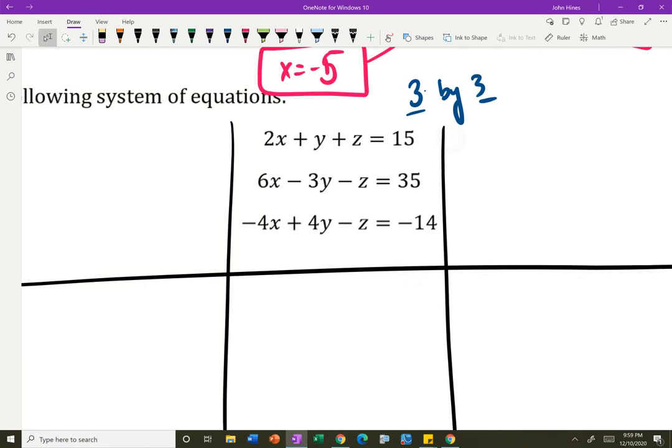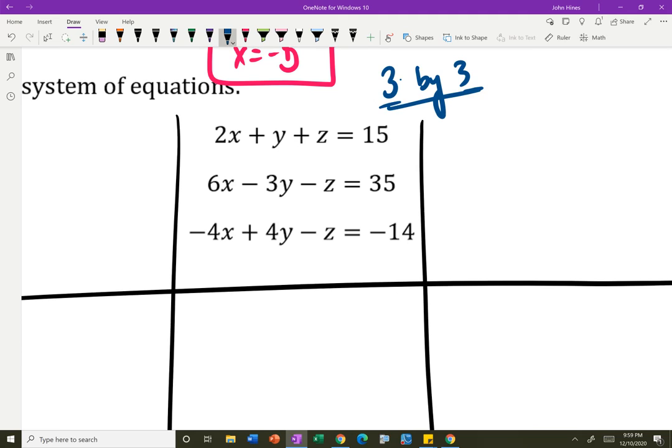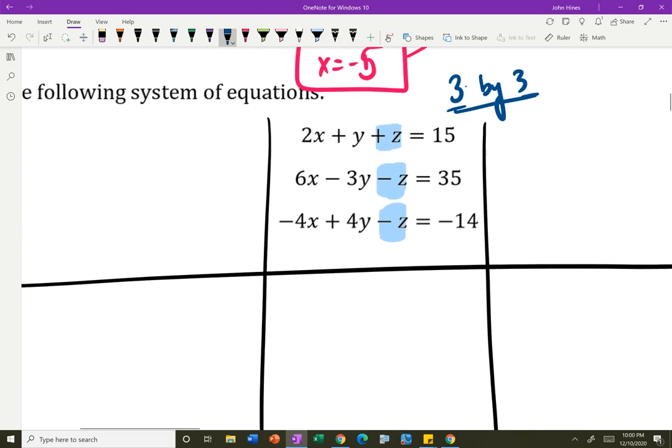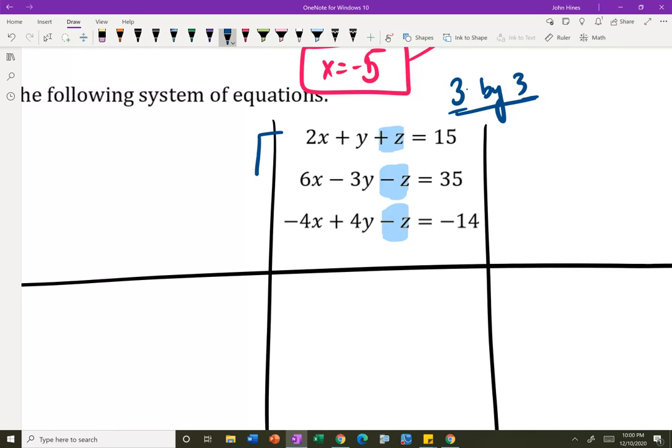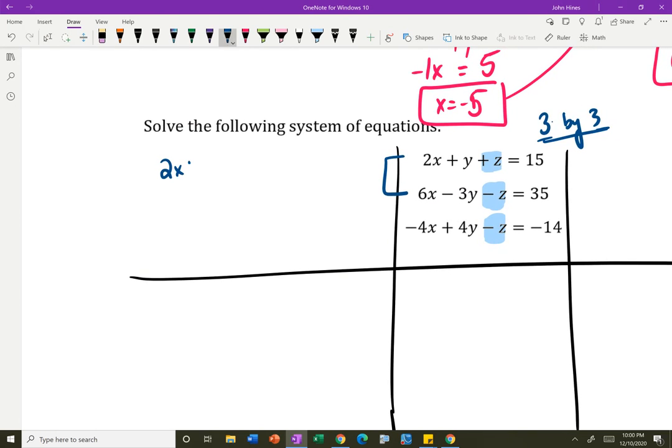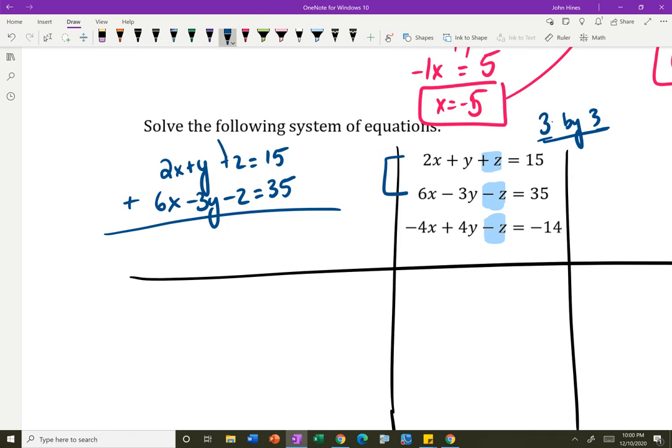When we solve a 3x3 system, our first goal is get rid of one of the variables. 3 variables is too much to work with, so let's get rid of one of them. And quickly scanning this, I noticed my z's here. Those are easy to get rid of via elimination. So the first 2 steps is to get rid of one of the variables. So let's take these first 2 equations over here and add them together. 2x plus 2y plus z equals 15, as well as 6x minus 3y minus z equals 35. So using those 2 equations, I can add them together and eliminate my z's.